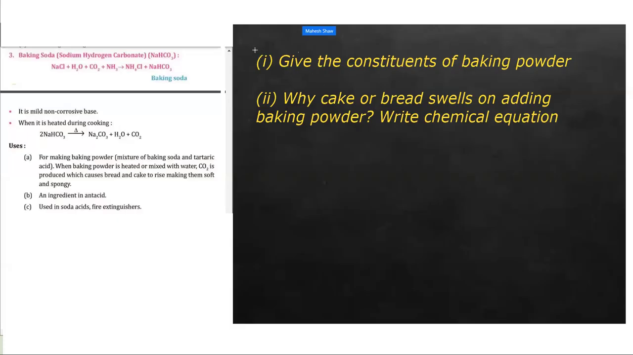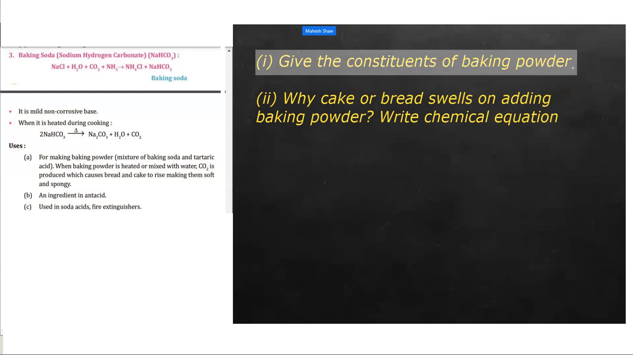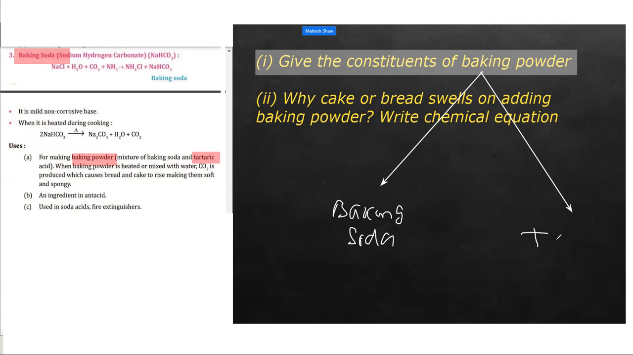Now, as we proceed to the next question, it says, give the constituents of baking powder. We are talking about baking powder, not baking soda. So baking soda, when mixed with a small amount of tartaric acid, gives baking powder. That's all you have to write down. This baking powder has 2 things. One is baking soda, and the other is an edible acid. Mostly it is tartaric acid.